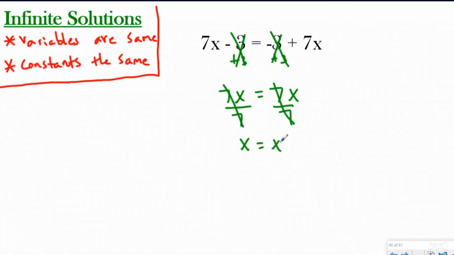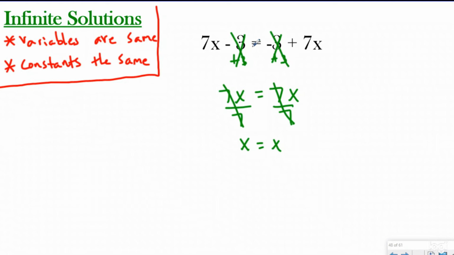If x is 5, 5 equals 5. If x is 1 half, 1 half equals 1 half. If x is 1 trillion billion thillion, then the other x is 1 billion trillion thillion, and they're equal to each other, which means we have an infinite amount of solutions. You can do any number here, and it works.